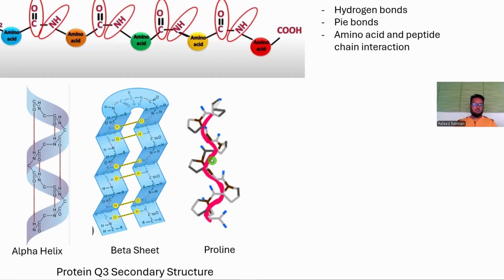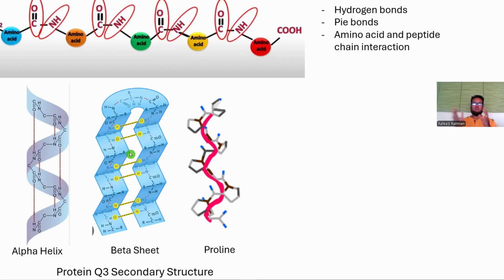So mainly there can be 3 types of local structures. One is the alpha helix, which looks like a DNA shaped thing. One is the beta sheet, which literally looks like a sheet. And the other one is the proline. So proline is something which is actually not well formed. So it's an ill formed protein region. So these 3 classifications of secondary structure are part of the protein Q3 secondary structure genre.